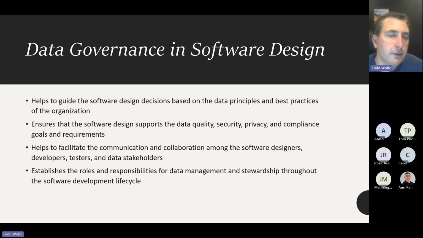In the design aspects, where software architecture and components are being planned and designed, this will help us guide the software design decisions based on the data principles and best practices that should exist for the organization. It'll ensure that the software design supports the data quality, security, privacy, and compliance goals and requirements. It'll help to facilitate communication and collaboration amongst the software designers, the developers, the testers, and the stakeholders to the data. It establishes the roles and responsibilities for data management and stewardship throughout the software development lifecycle.